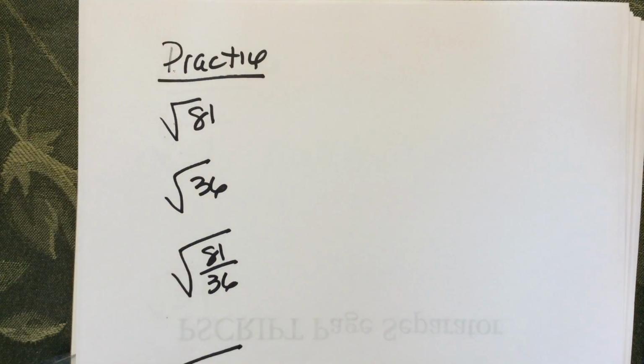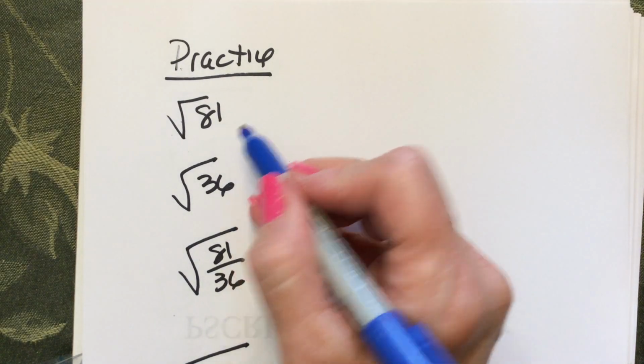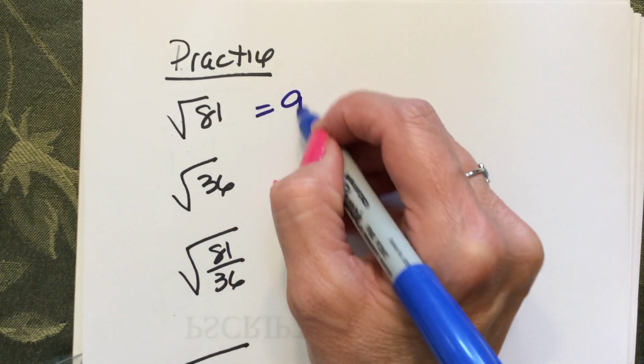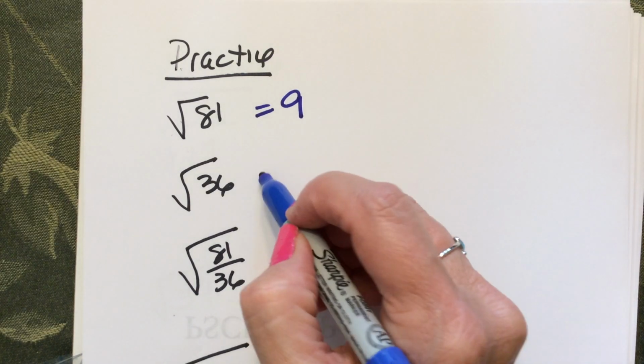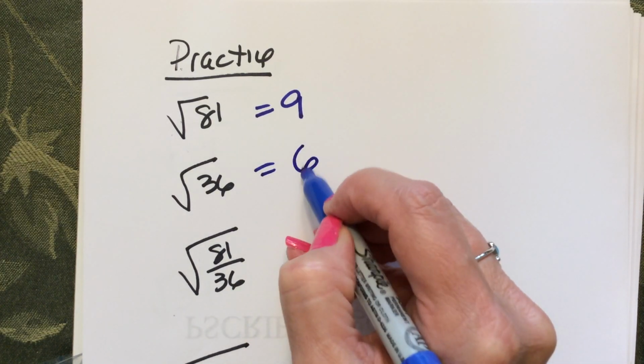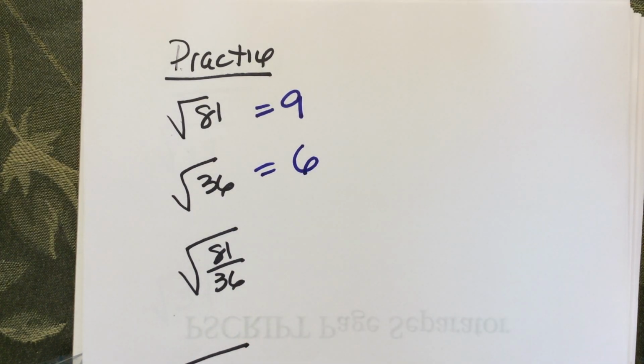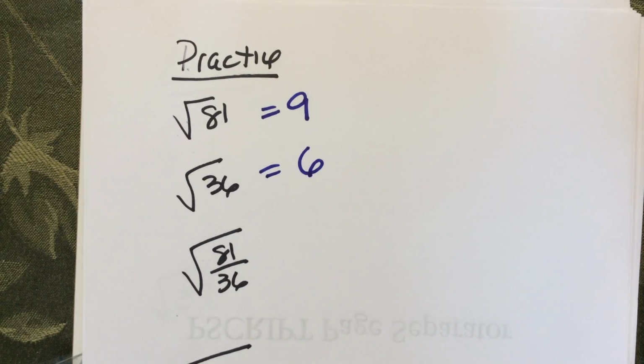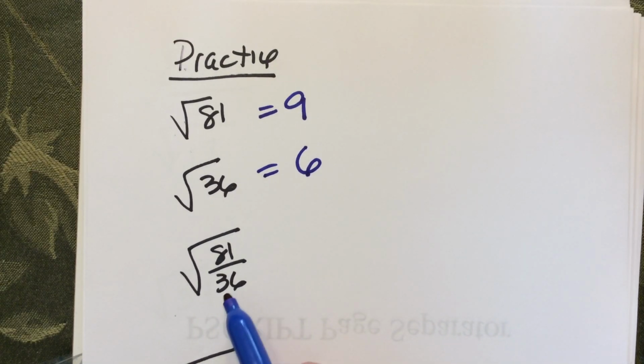Now, we're going to practice things a little different here. We're going to take a look and just see if we can recognize some of these numbers. So the square root of 81 you should recognize is 9. The square root of 36 you should recognize is 6, okay? No problem. You could have done that over the summer. That's easy.